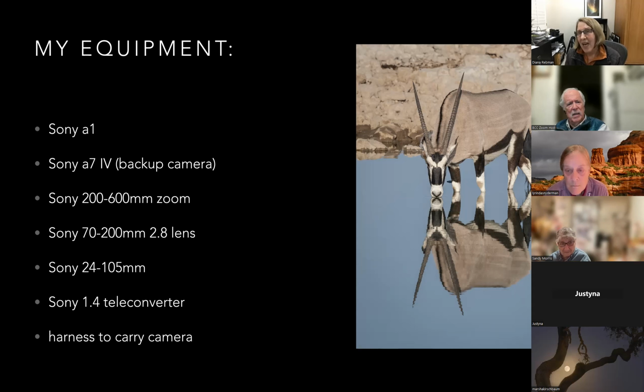Now, again, you're going to need something that's fairly close to you, because 300 is probably not going to be enough for a lot of birds, unless they're the egrets and the brown pelicans and that kind of thing.